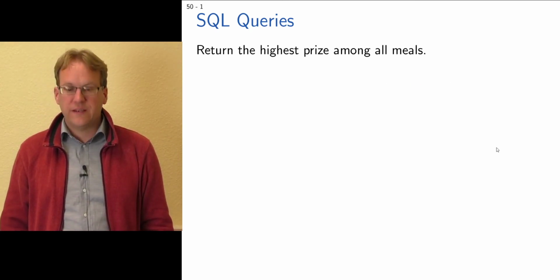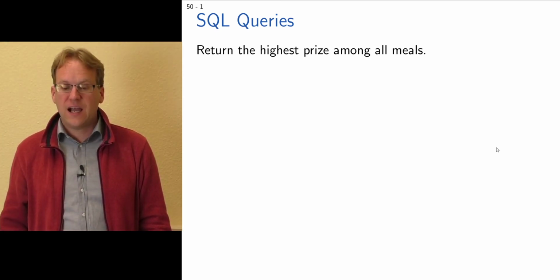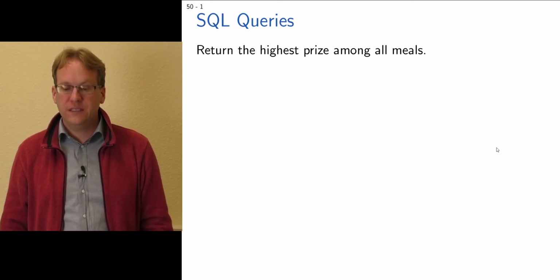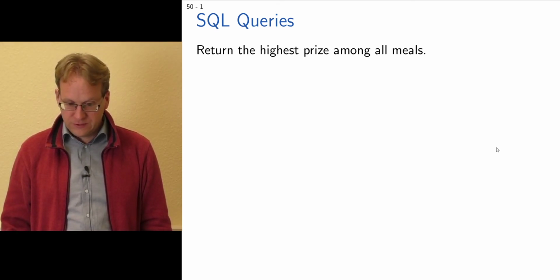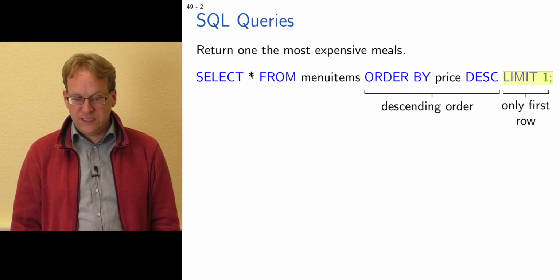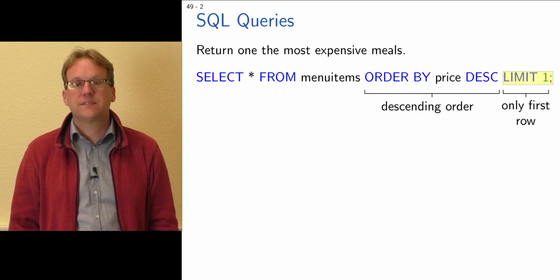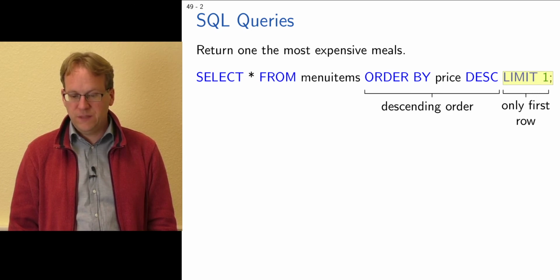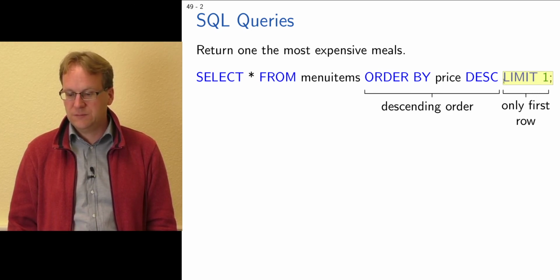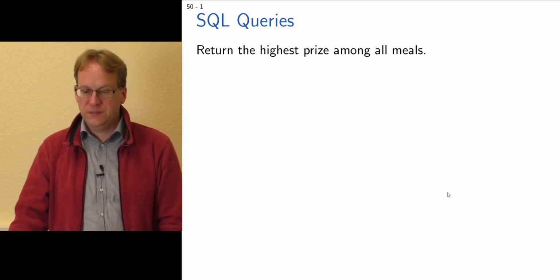Well, let's go further. More SQL queries like this. Return the highest price among all meals. Well, I could do it very similarly. Instead of just selecting all columns, I could just select the price. And of course, that would return the highest price. So if I would say select price from menu items, order by price, descending, limit 1, that would give me the highest price among all meals.